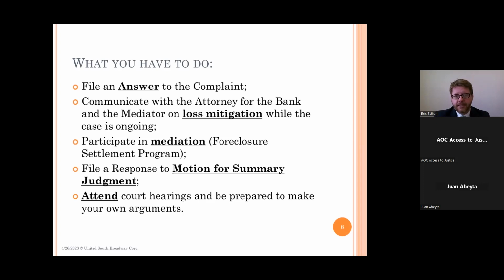When and if the bank files a motion for summary judgment, which is where they try to wrap up the case, essentially, the borrower will want to file a response to that. And the borrower will want to attend court hearings, many of which take place by Zoom or at least phone call these days in the aftermath of COVID, but can also be held in person in court. And if they're operating without an attorney, the borrower needs to be prepared to make arguments to defend their case as well.